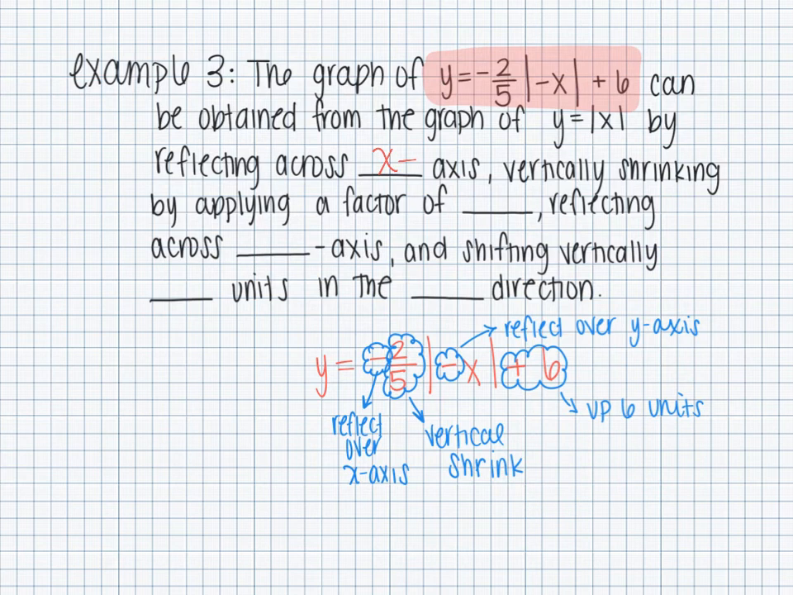Vertically shrinking by applying a factor of blank. We saw right here that the 2 over 5 was what gave me the vertical shrink. So it's going to be a vertical shrink by a factor of 2 over 5. Then it's going to reflect across the blank axis. Well, that's the next one. This negative x inside the function reflected over the y-axis. And then shifting vertically 6 units in the up direction. So it just works from left to right and makes you break down piece by piece all the transformations.